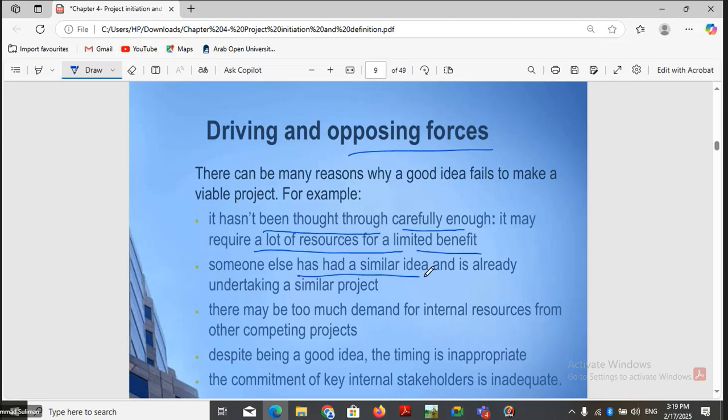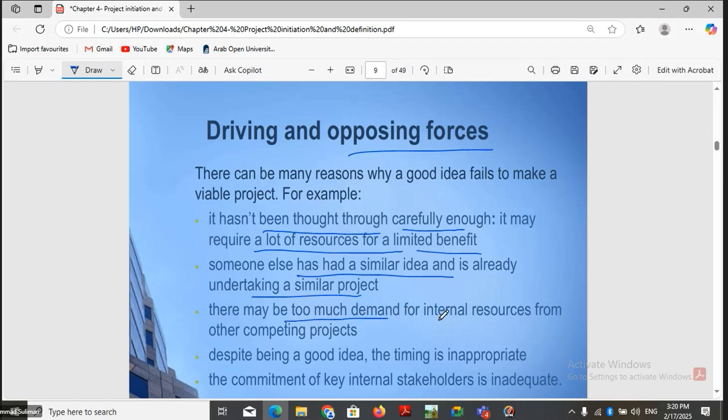Or someone else had a similar idea and is already doing a similar project. We find that the project we want to do has been done by someone, or someone is already doing that work. So why put yourself into work which is already done by someone? You must have some different idea, then it's okay. If you have some gap from what someone else is doing, if you identify some gaps, something that can be updated, then it's okay, you go ahead with the project. But if it is the same idea, everything is the same, then the project may fail.